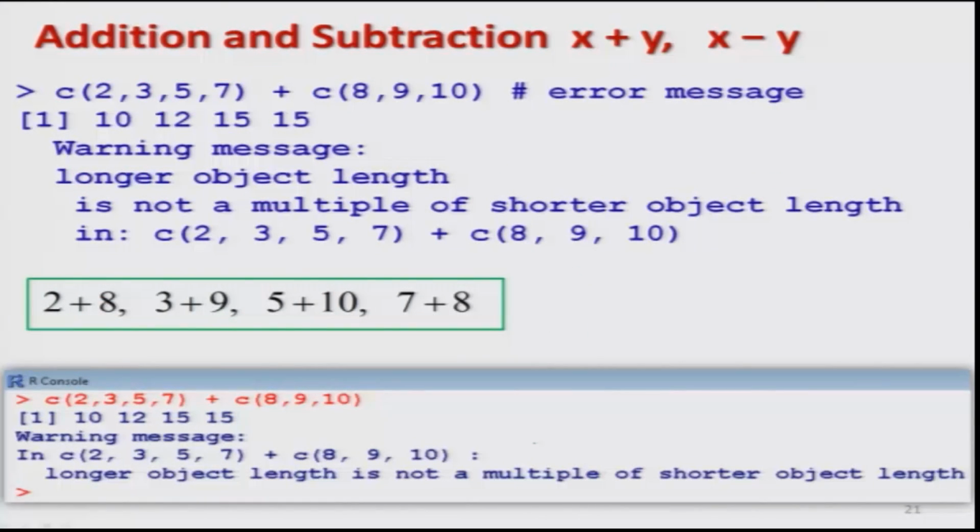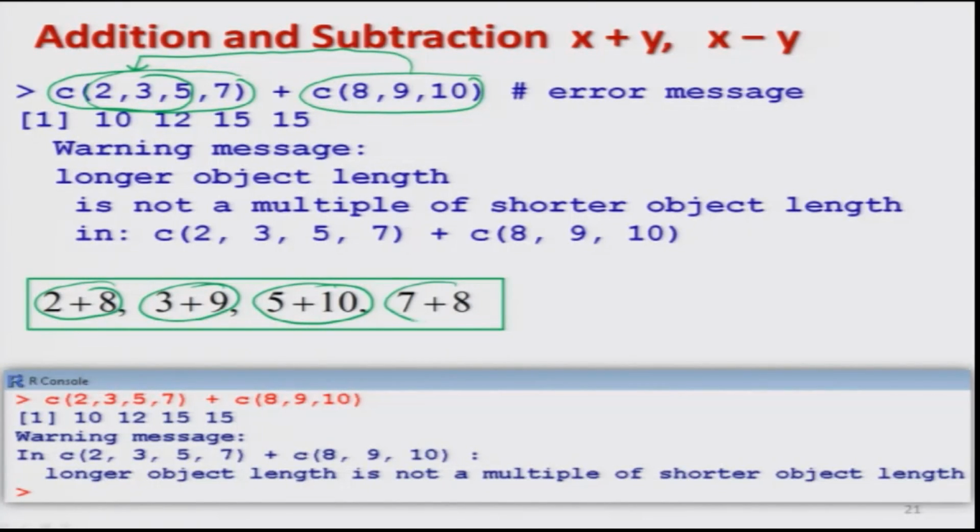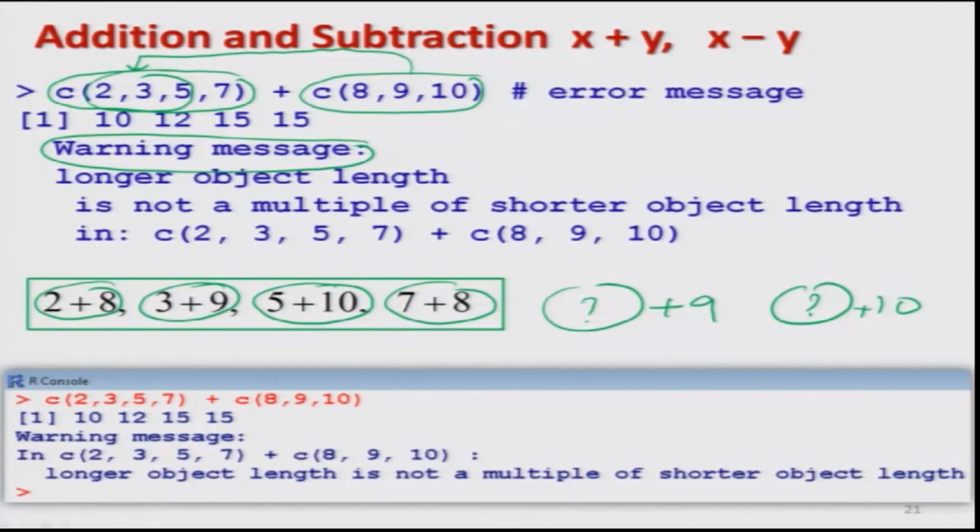Similarly, if I take a vector of size 4 and I try to add another vector of size 3, again you can see this is not a multiple of the length of the first vector. So, in this case what is really happening is that these 3 values 8, 9 and 10 are being added to the first 3 values 2, 3 and 5, and in the second case it is not happening. So, I am adding 2 plus 8, 3 plus 9, 5 plus 10, 7 plus 8, and when I try to add 9 and 10 once again, there is no value. So, that is why it is giving us a warning message. And this is the screenshot.